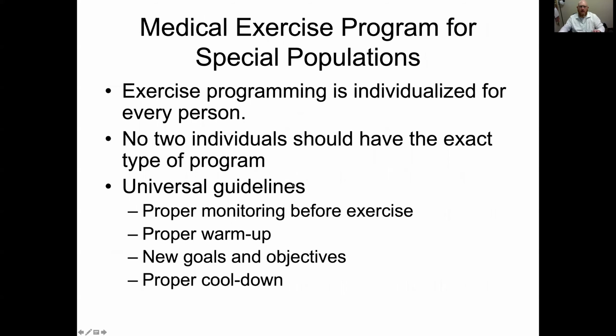So, medical exercise program for special populations. This is important again. It is individualized for each person. Do not forget that. No two individuals are going to have the same type of program. Now, there are some universal guidelines that you can look at, such as proper monitoring before exercise, a proper warm-up, a proper cool-down, and you want to have new goals and objectives that are measurable, and you want them to be attainable. That's important because you're talking about special populations, people who usually have a disadvantage of some sort.